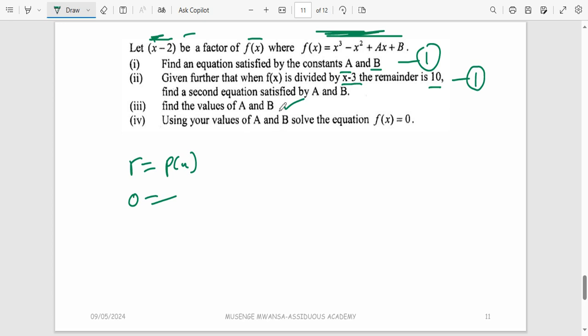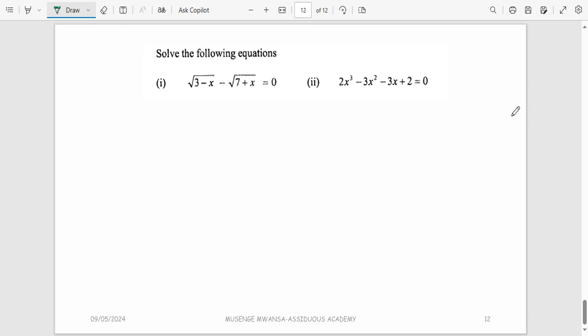When you answer part 3, now factorize, because you would have found the values of a and b. Then equate it to 0 and you find the solutions. As easy as that. You've answered all of this. For this one, you can answer this question here.